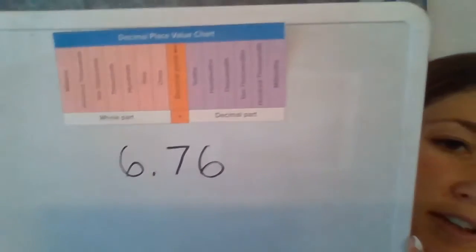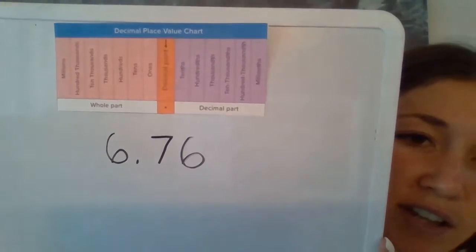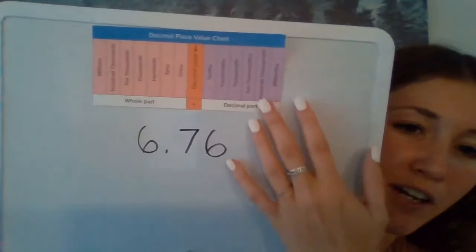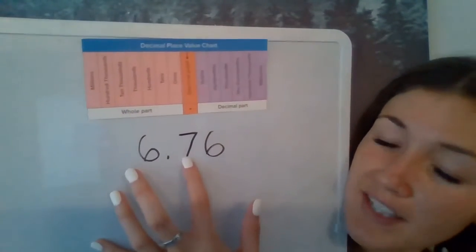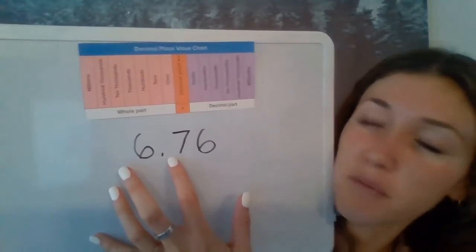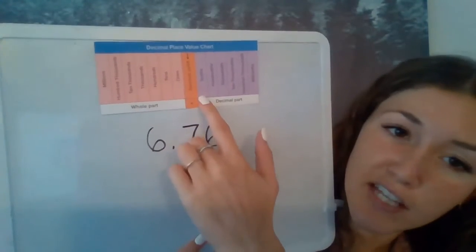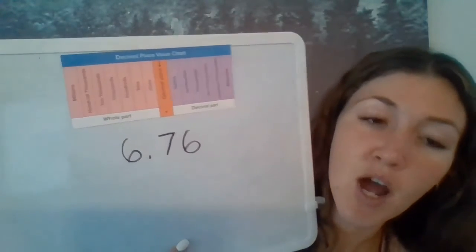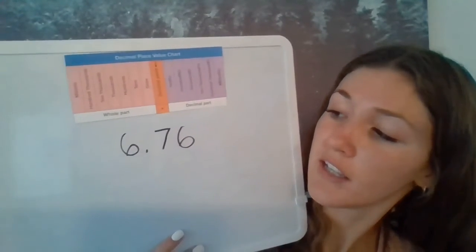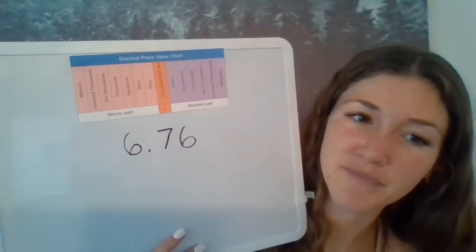So let's look at a number. 6.76. And I have my number chart here. I know it's pretty blurry, but we have the 6 in the ones place. This is in the tenths place, because after the decimal comes the tenths. And then there go hundredths right here. I'm going to have you round to the tenths place.